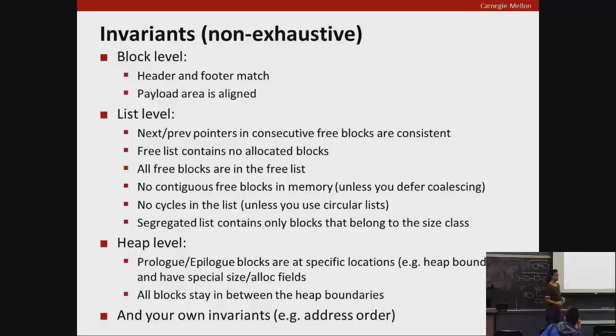And when you move to the heap level, things like the presence of the prologue, epilogue, and do you have the heap boundaries in place, and are you checking for all that? Other things that you could do are based on your implementation of segregated list. If you have something like address ordering, that can be checked here, and if you have buckets which are of different sizes, that can be one of the things that you can check.